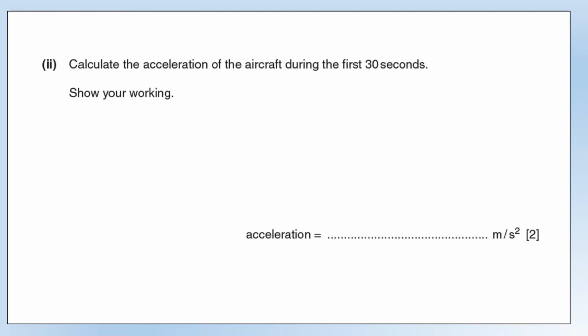So what we're going to do next is calculate the acceleration of the aircraft during the first 30 seconds. So from the previous question, we know its starting speed 0, we know its final speed 60, and we now know the time. So the equation we're going to use is acceleration is change in speed over the time taken, assuming acceleration is constant. So that's what we do, and we get an acceleration of 2 meters per second squared.